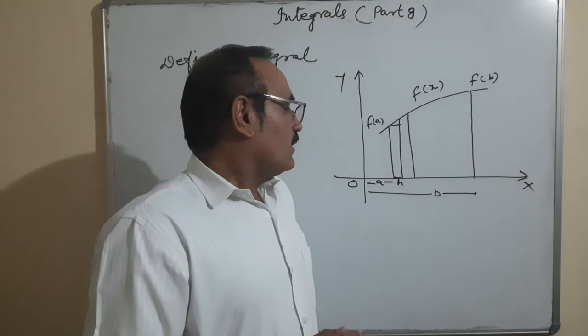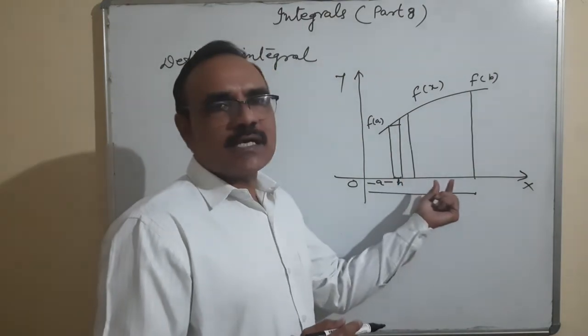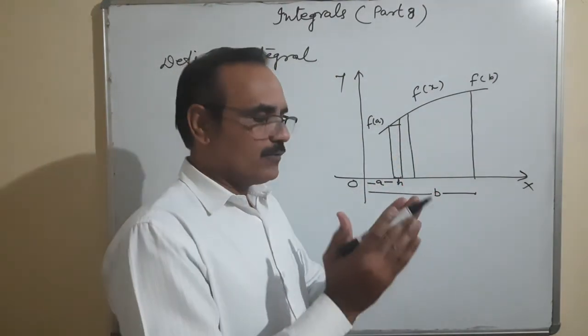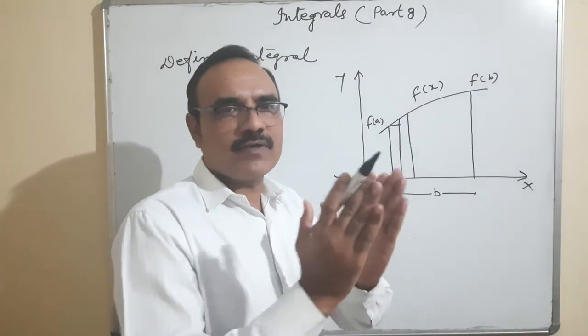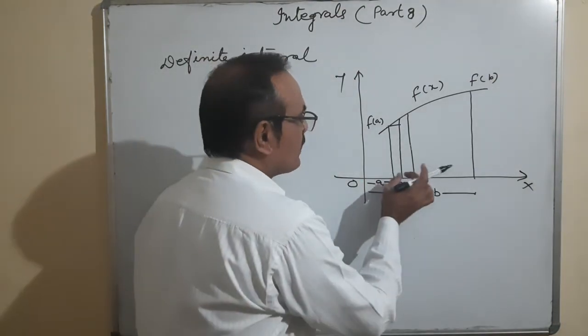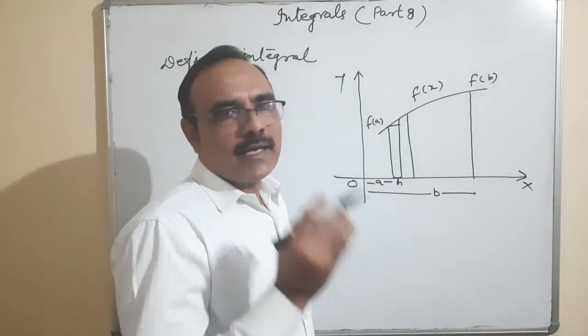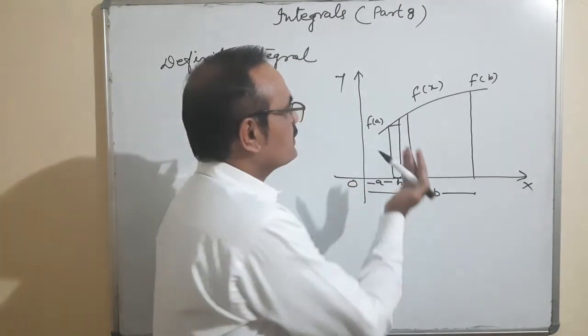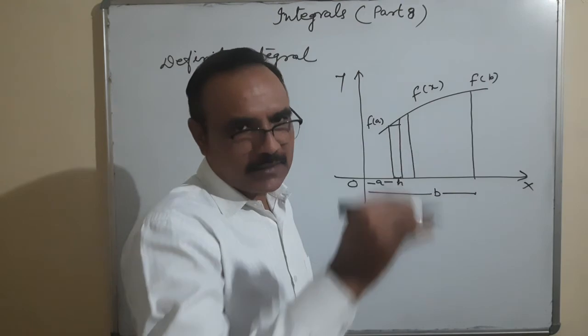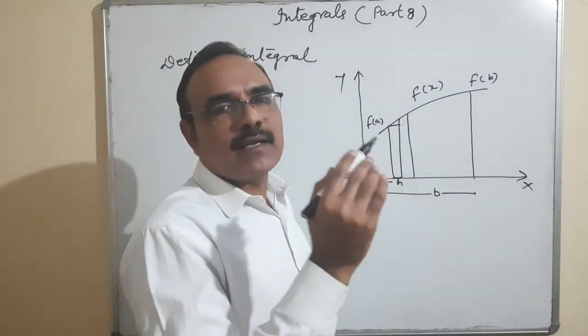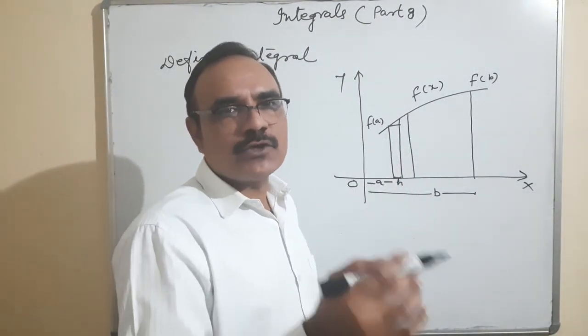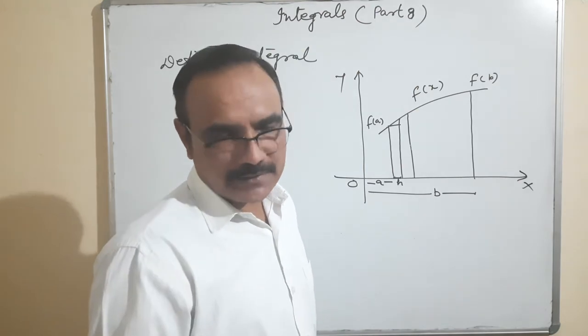If the number of pieces is increased, as we reduce the breadth, then the number of strips increases. So when h tends to 0, and n is the number of strips in the rectangular shape, n is increasing. So h tends to 0 and n tends to infinity. It's okay.